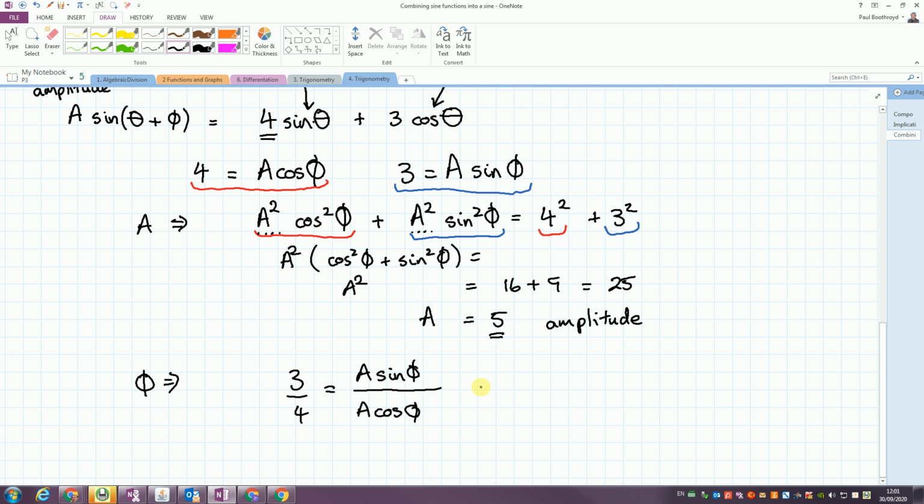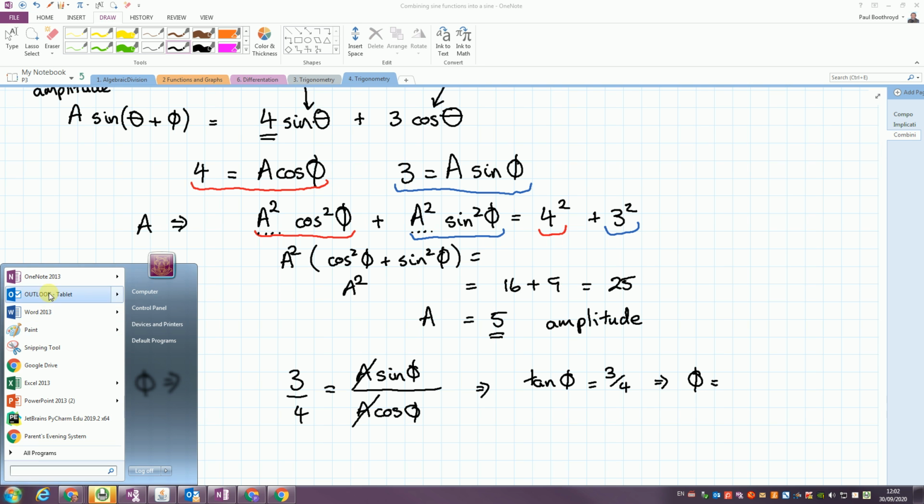So now when I go through and I cancel it, my a's are now cancelled, and I'm left with tan of phi is 3/4. So I can now use my arctan function to work out the angle. I'll do it on my calculator then. Shift tan of 0.75. Actually, I'll do it on the screen one, because I can then remind you to do one thing.